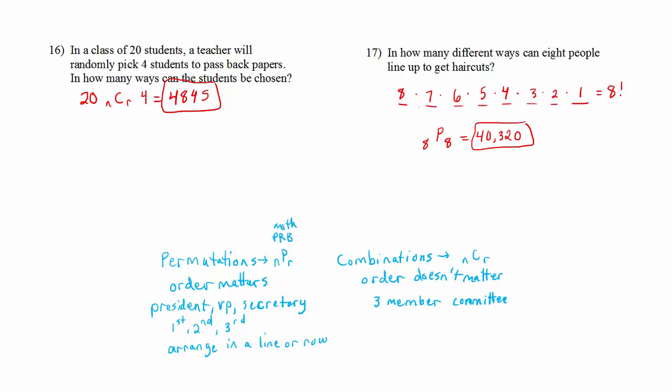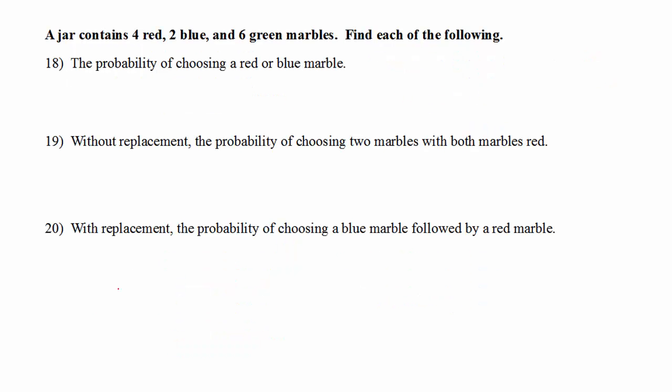You just want to try to remember that, to think about, okay, does the order here matter or does it not matter? Let's talk about probability. So we are starting with a jar that has 4 red, 2 blue, and 6 green marbles. That is a total of 12 marbles.